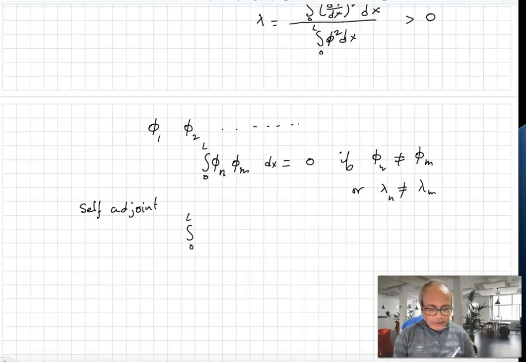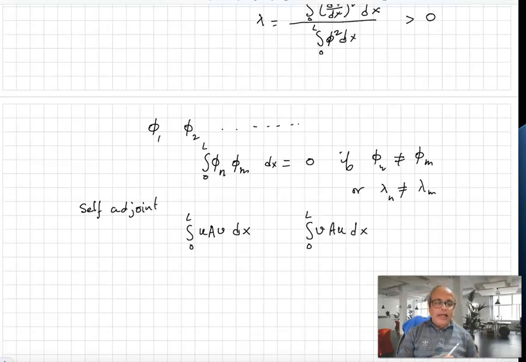if you integrate from 0 to L, the operator we use just uppercase A for the operator. So you calculate this quantity, operate by A onto a function V, and multiply the result by another function U. And now you switch the order. Okay. And both results will be equal if the operator is self-adjoint. Let's try it for the eigenfunctions. See what happens.